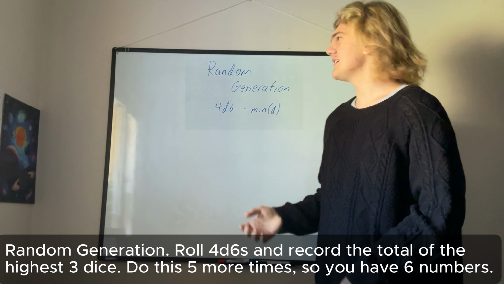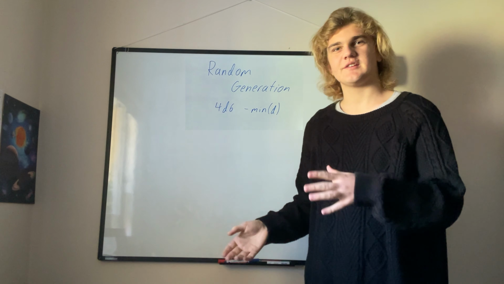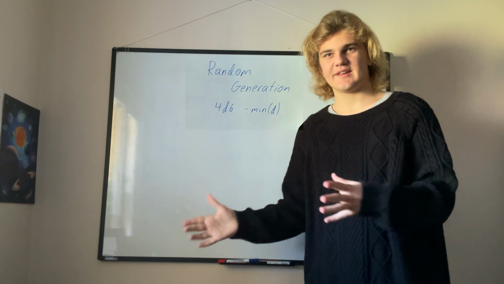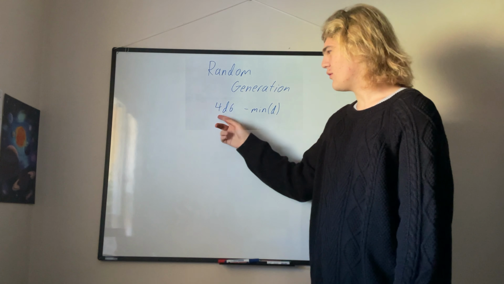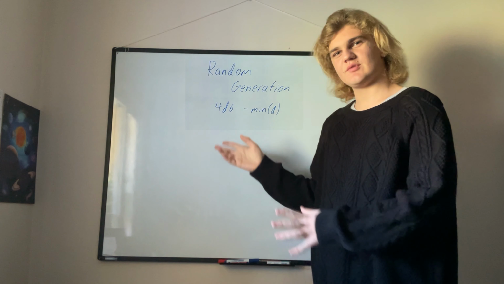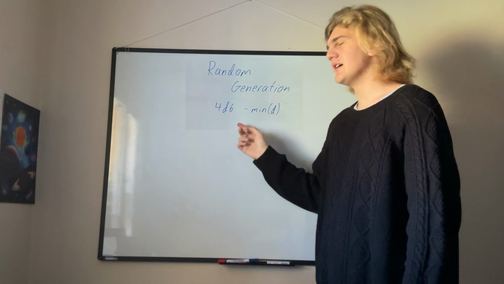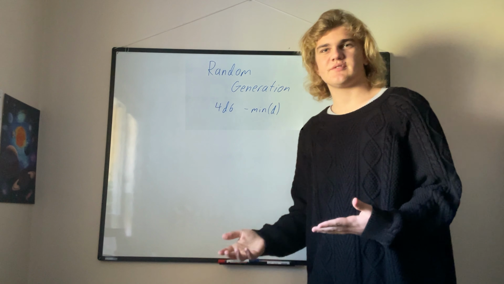The next method is the random generation. Before I did any of the statistical calculations, this is the one I always liked to use because it was very exciting and thrilling, and you would get a lot of different values. What you do is roll 4 6-sided dice. This is the notation I'm going to be using, where D stands for dice, the number after is how many sides the dice has, and the number before is how many of these dice you are rolling.